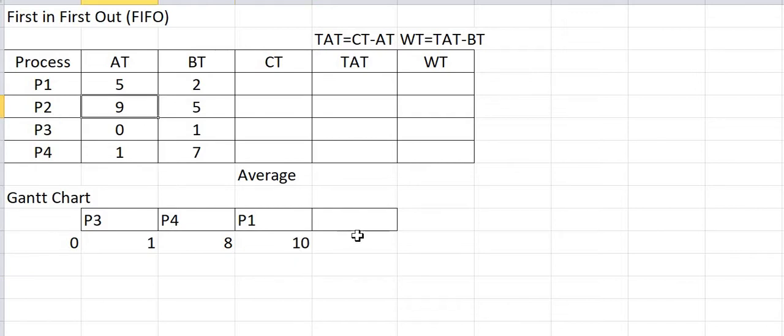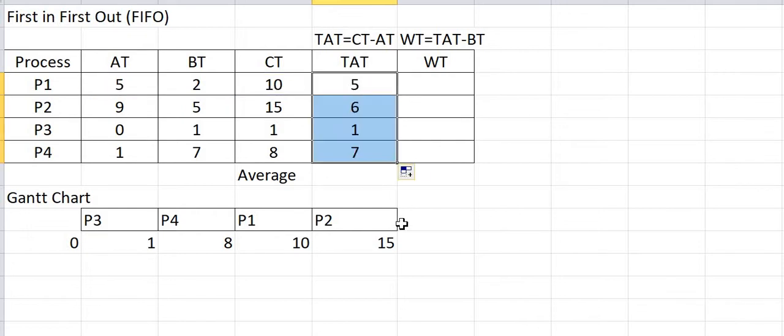Now by 9th millisecond this P2 has come. So already we have a process in the ready queue. So we take this P2 and then process it for 5 milliseconds. So 10 plus 5 is 15. So now if we check for the completion time, P1 completes by 10 milliseconds. P2 completes by 15th millisecond. P3 completes by 1 millisecond. And P4 by 8. And as usual, the formula for turnaround time is completion time minus the arrival time.